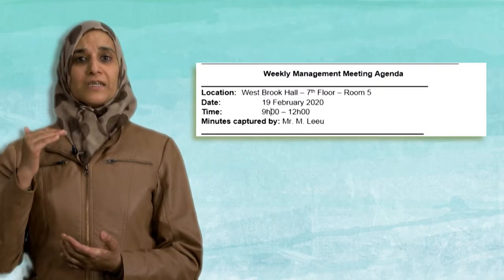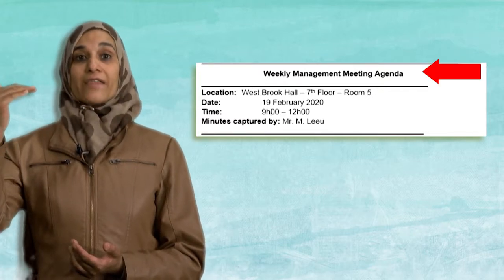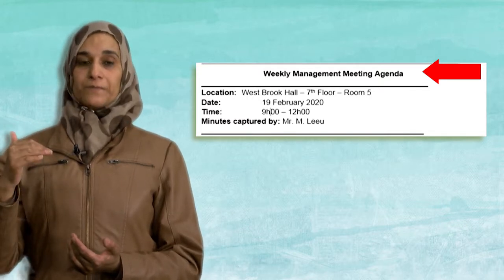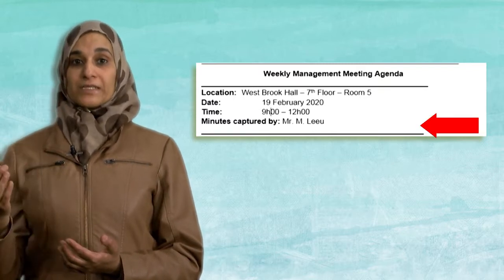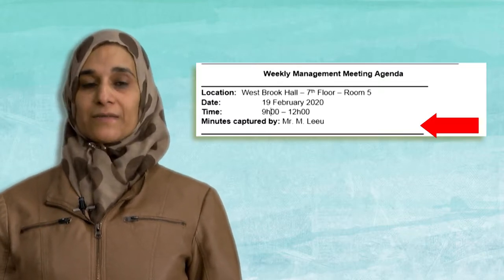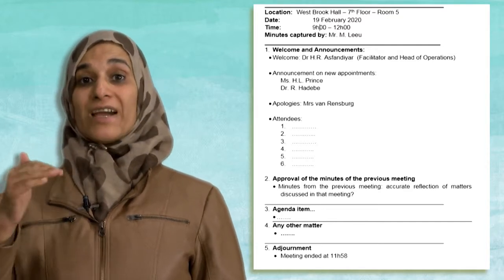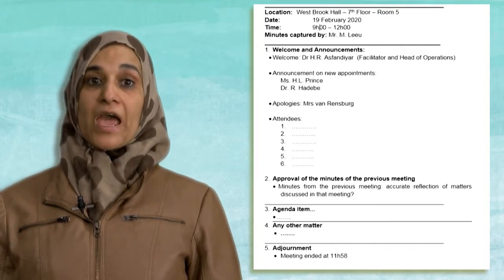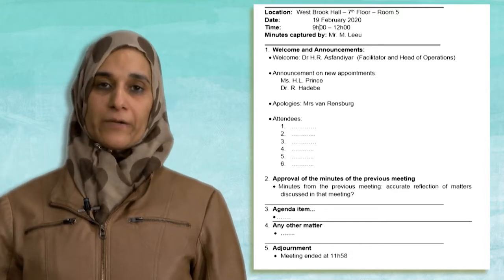Some administrative details need to be captured in the header, such as the title that captures the type of meeting and the main purpose of the meeting, the date, time, place of the meeting, and the name of the person capturing the minutes. In the body, you need to write out each of the points outlined in the agenda that was given prior to the meeting. And it should include core discussions of each of the items in the agenda.